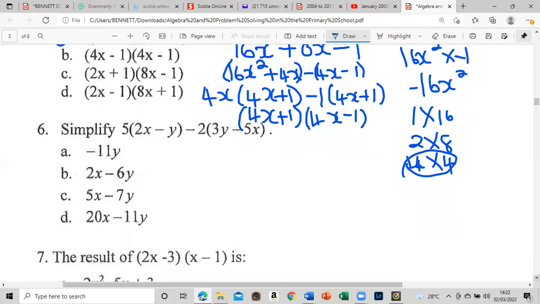I'm serious. Alright, so number 6 says simplify 5 bracket 2x minus y, minus 2y minus 5x. So you guys go ahead and work it. Giving you a head start. Let's go, guys, let's go.